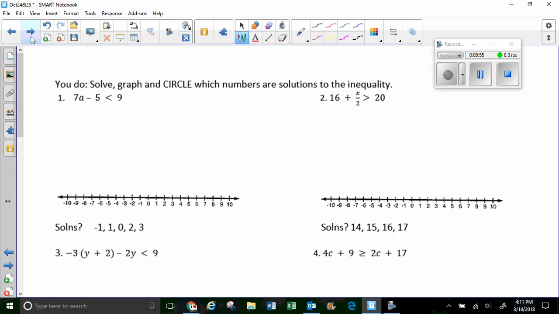Flip over and try your you-do problems. It does say circle which numbers are solutions. So you're going to solve, graph, and then circle. So 3 things for each of those.